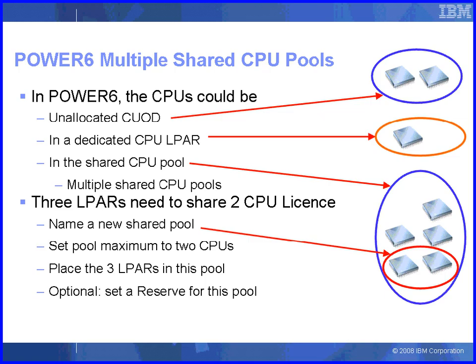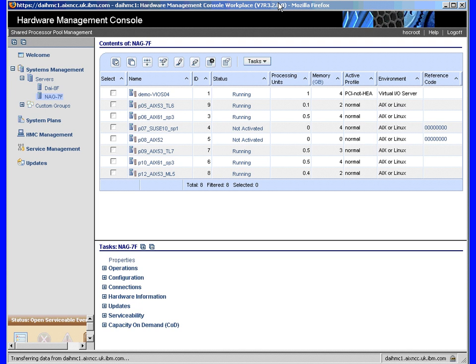Well, as you might have guessed, the Power 6 multiple shared pools is the answer. We still have unallocated and dedicated CPU logical partitions, and we still have a default shared pool, and that all works as normal. But in addition, we can create a new shared pool out of the default shared pool. We can set a maximum number of CPUs for that new shared pool. We can then put particular logical partitions into that pool, so they extract their CPU resources from that pool. And there's also an optional setting of reserving CPU power for this pool. Let's go and have a look at how we actually set this up.